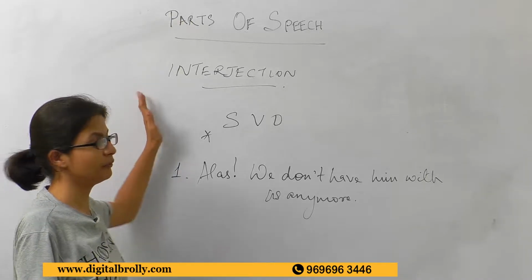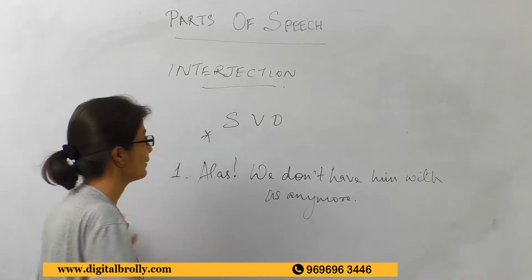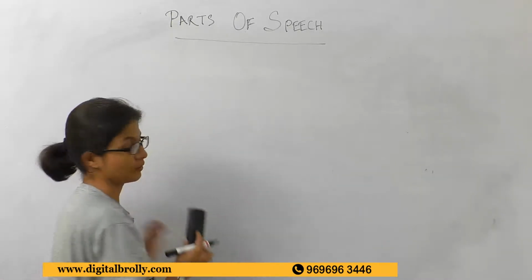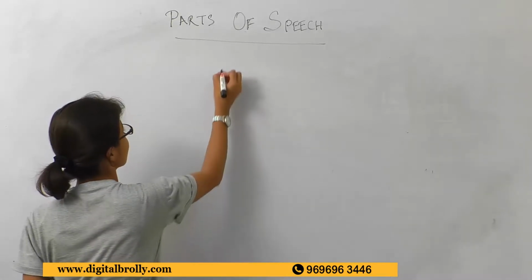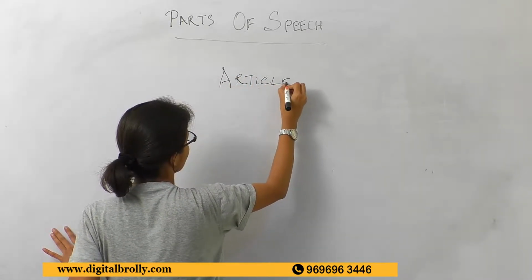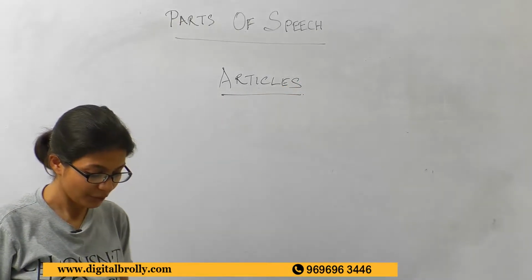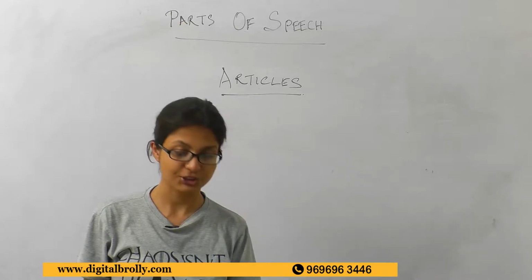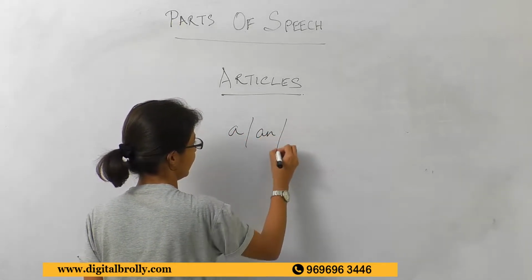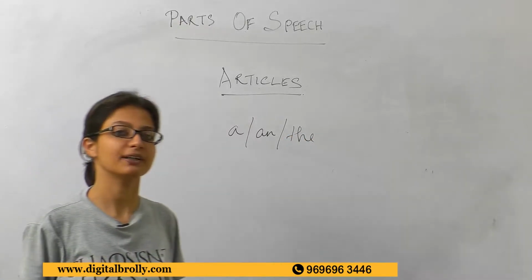Now, you have completed all the position markers of the parts of speech. Let us move on to something called articles. Now, what are articles? You have often learned that in English there are 3 articles: a, an, and the.